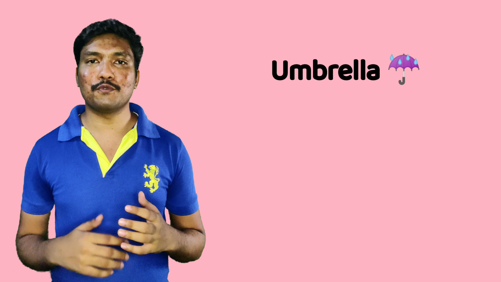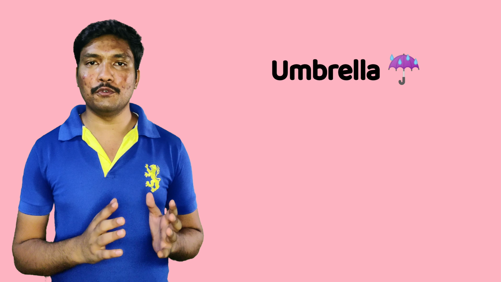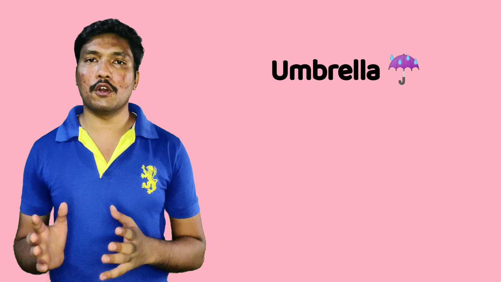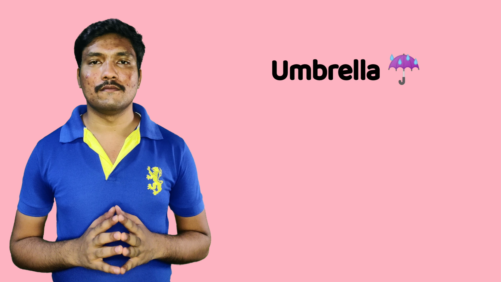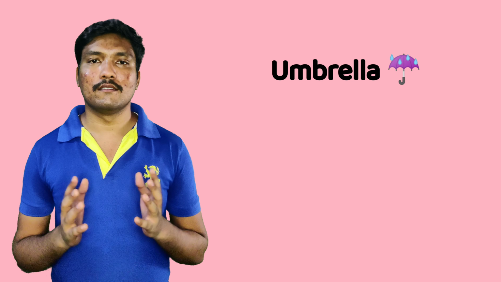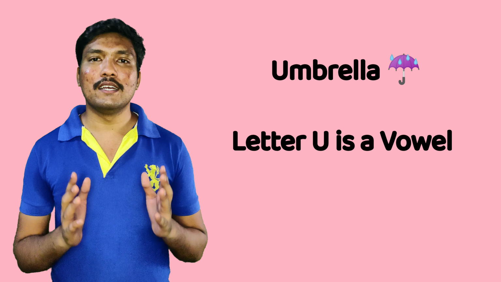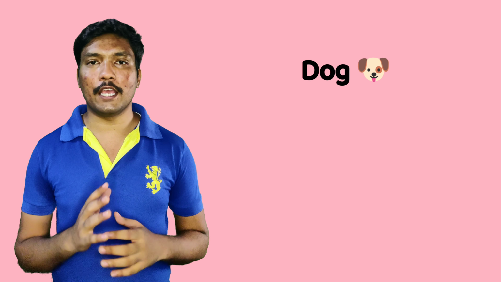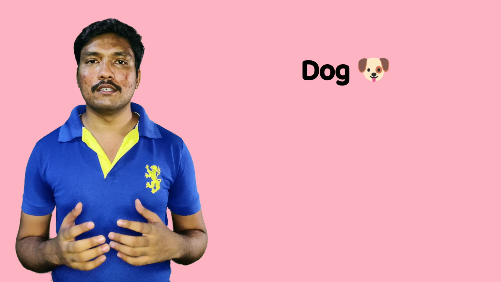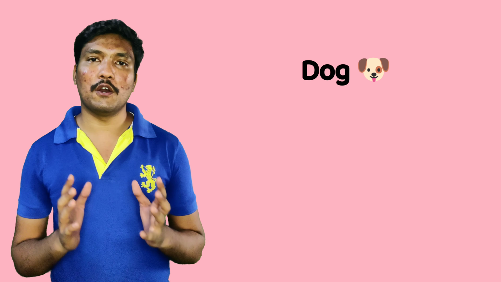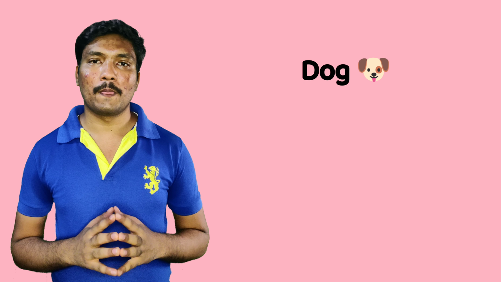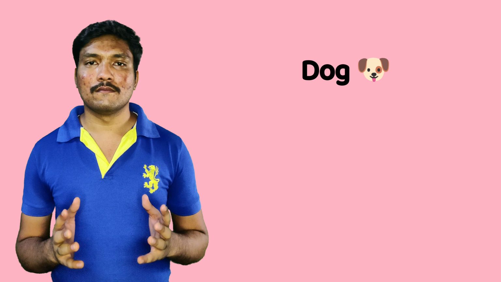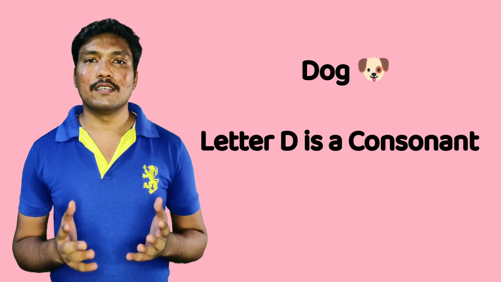Umbrella. Can you tell me in this word umbrella, the letter U, is it a vowel or a consonant? Exactly, U is a vowel. One more word, dog. Can you tell me in this word dog, the letter D, is it a vowel or a consonant? The letter D is a consonant.